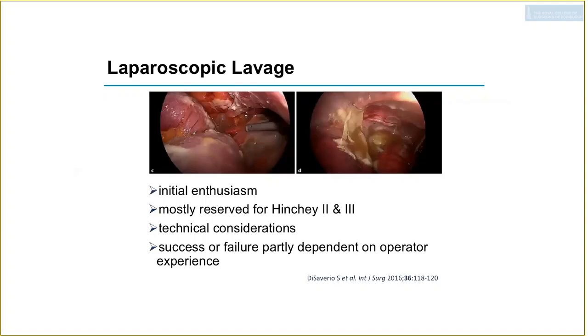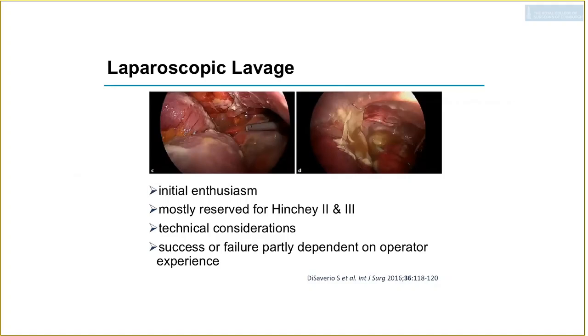What about laparoscopic lavage, the keyhole operations to try to manage these difficult patients? Well, it's feasible. It's possible to do it. Some people are very skilled with minimally invasive surgery. And as with all new types of approaches, there was a lot of initial enthusiasm when laparoscopic lavage was first, if you like, brought onto the market a few years ago. And initial success was reported.